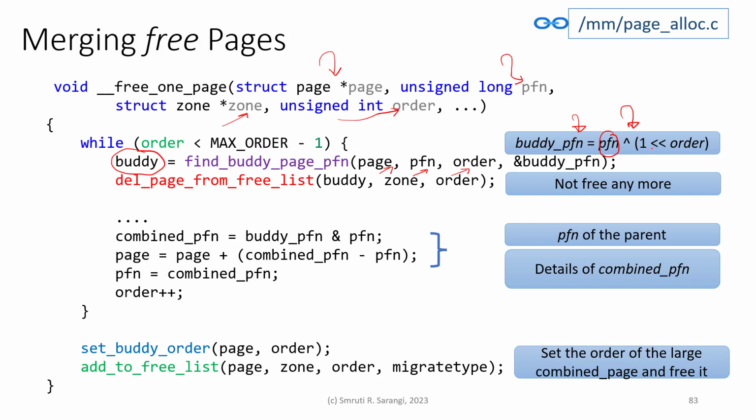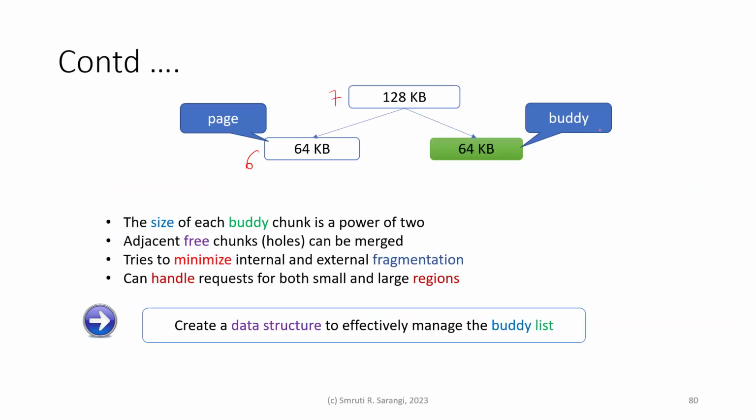This could be reasonably hard to understand, so let me explain it with some free space in some free area, and how we came across this equation. I'm searching for a little bit of free space over here. Essentially, buddy PFN is equal to my PFN exclusive ORed with one left shifted order times.